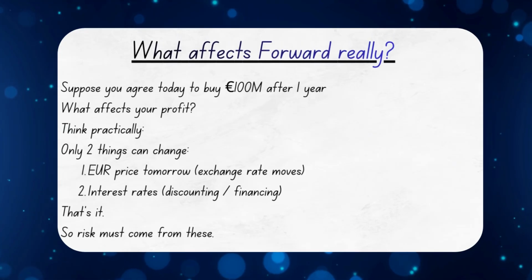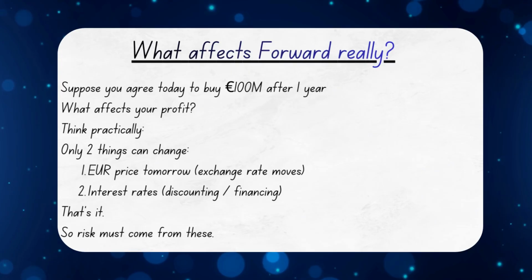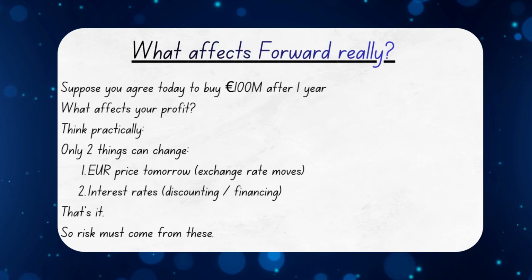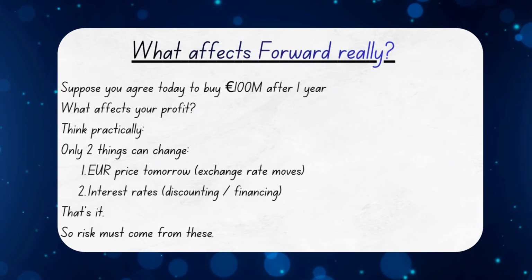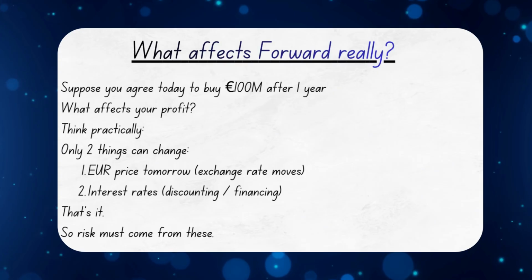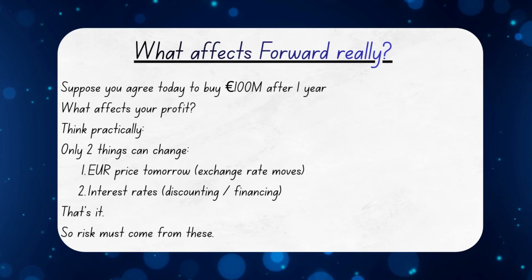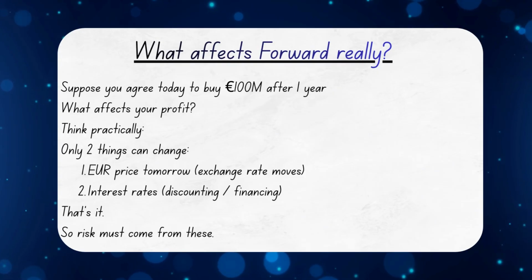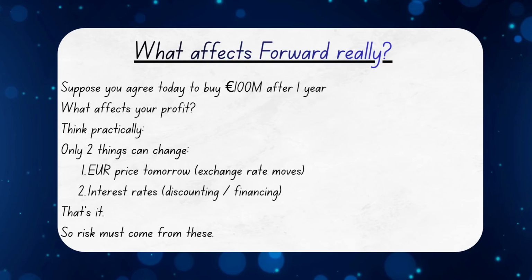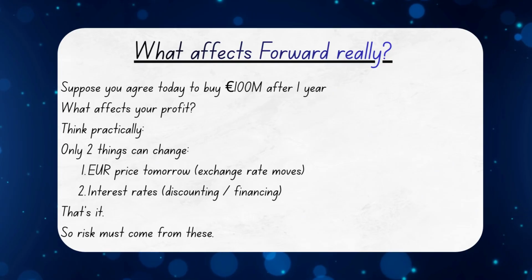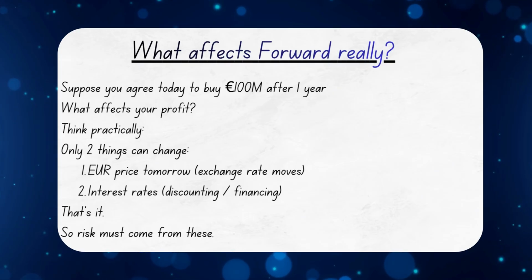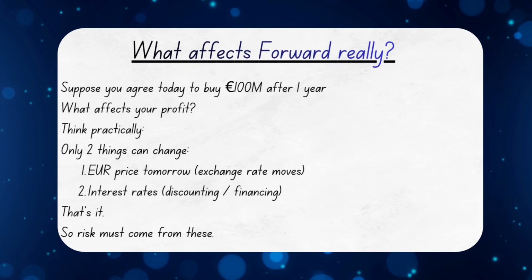Imagine you agree today to buy 100 million euros after 1 year using a forward contract. Now, the big question is, what actually affects your profit or loss? Think practically, only two things can move. First, the EUR/USD exchange rate can change. Second, interest rates can change because money has time value. And that's it. All forward risk comes only from these two sources.